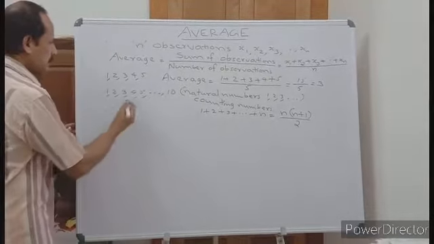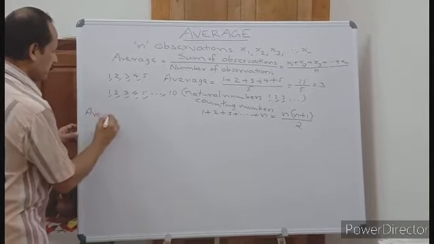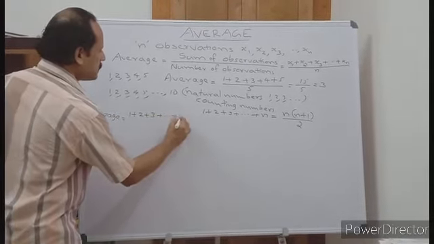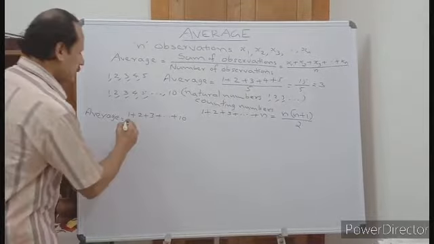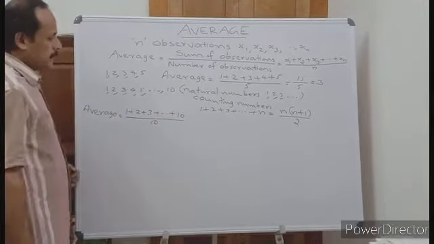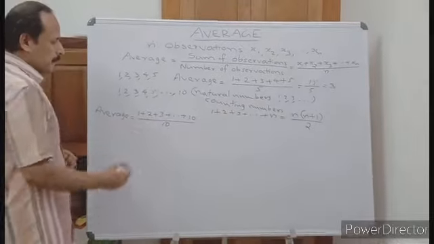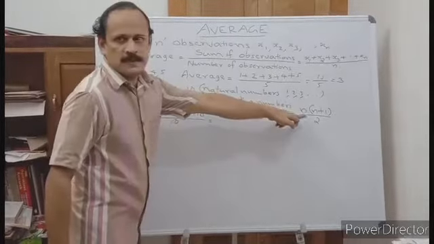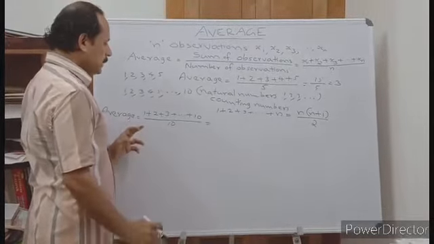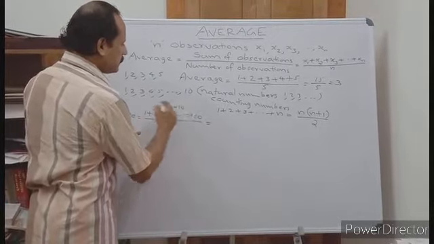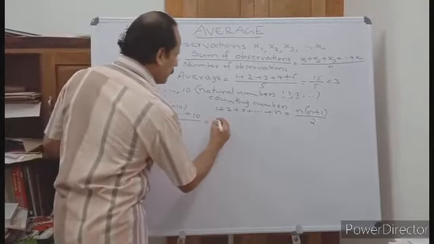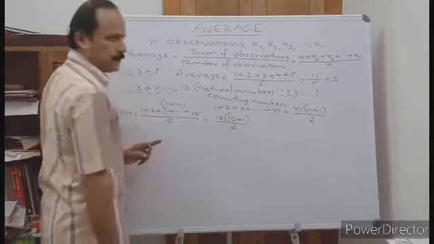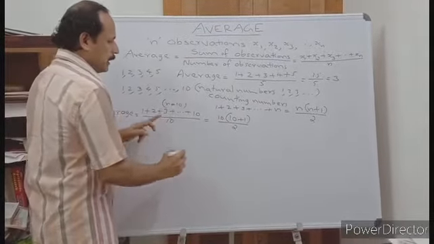And therefore, what is the average here? Average equals 1 plus 2 plus 3 plus etc. plus 10. We have 10 natural numbers, so their sum divided by their number, which is 10 in number. The numerator can be obtained using this formula, n into n plus 1 by 2, and here n equals 10. Therefore 10 into 10 plus 1 divided by 2, and there is already 1 by 10.